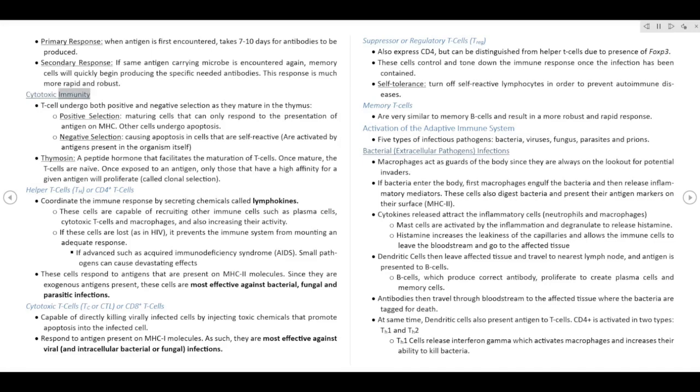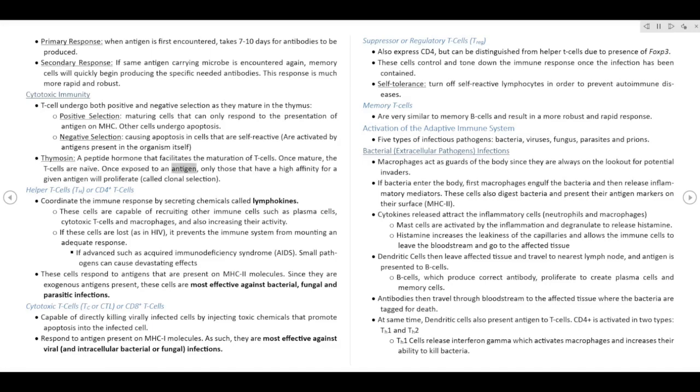Cytotoxic immunity. T cells undergo both positive and negative selection as they mature in the thymus. Positive selection matures cells that can only respond to the presentation of antigen on MHC. Other cells undergo apoptosis. Negative selection causes apoptosis in cells that are self-reactive, activated by antigens present in the organism itself. Thymosin is a peptide hormone that facilitates the maturation of T cells. Once mature, the T cells are naive.